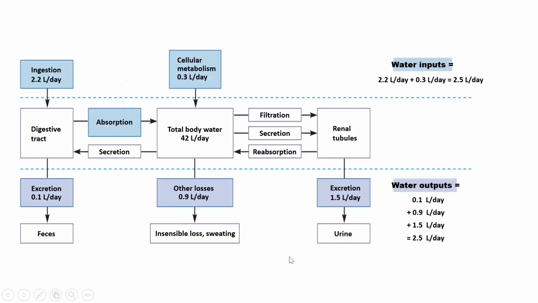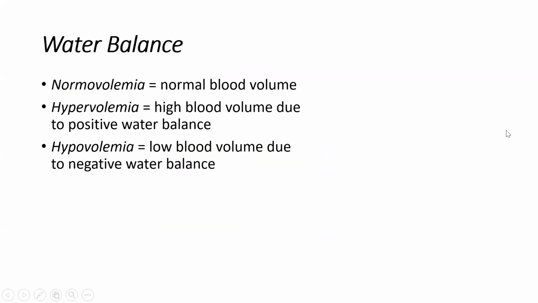And so we talked about the fact that these water inputs and outputs should be balanced, okay? So if you add up the total inputs, we got about 2.5 liters per day. And if you add up the total water outputs, we should also get about 2.5 liters per day in order for the body to be in balance. And if we do that, we end up in a state of normovolemia. So homeostasis is synonymous with being normovolemic, having a normal amount of blood volume.